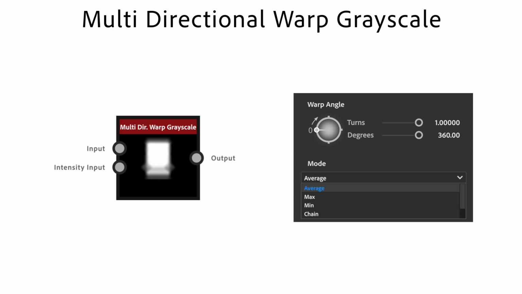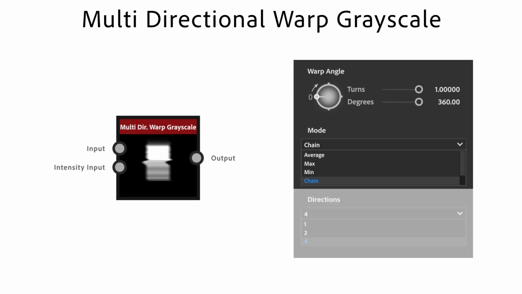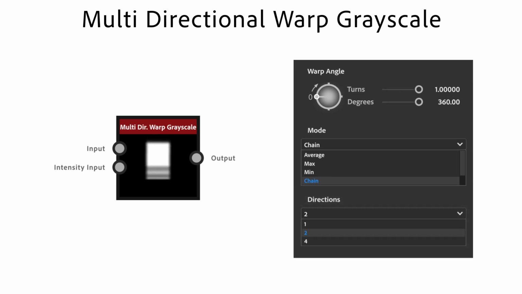Average is more of a soft distortion. Max extends, min eats away, and chain easily gives you a really intense distortion. The directions parameter lets you choose how many directions to warp.